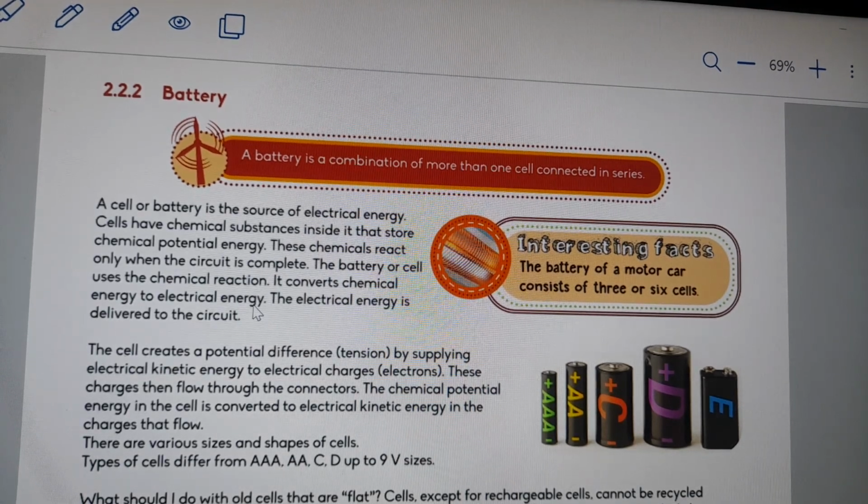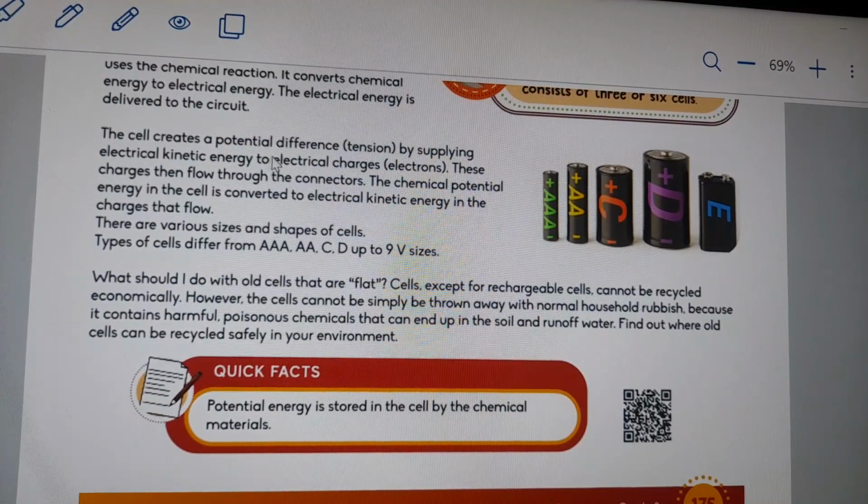It converts chemical energy into electrical energy. Now you know how batteries work. They convert chemical energy to electrical energy. The electrical energy is delivered to the circuit. They say the battery of a motor car consists of 3 or 6 cells. Okay. The cell creates a potential difference, which is the tension, by supplying electrical kinetic energy to electrical charges, which is electrons. These charges then flow through the connectors. The chemical potential energy in the cell is converted to electrical kinetic energy in the charges that flow.